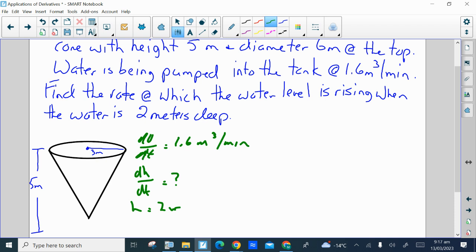So that's what we're given and what we're trying to find. A formula that relates the volume of a cone to its height, and again, that is the formula for volume of a cone, which you would be given if you needed it for a test or a quiz. So that'll be volume equals 1/3 pi r squared h.